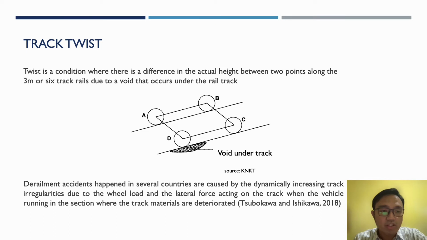And then derailment accidents that happened in several countries are caused by dynamically increasing track irregularities due to the wheel load and the lateral force acting on the track when the vehicle is running in the section where the track materials are deteriorated.